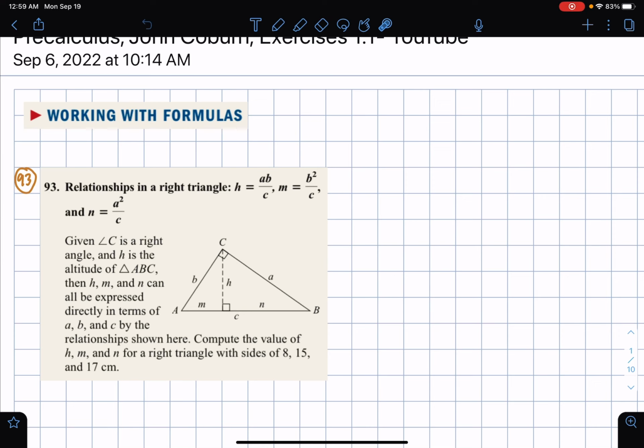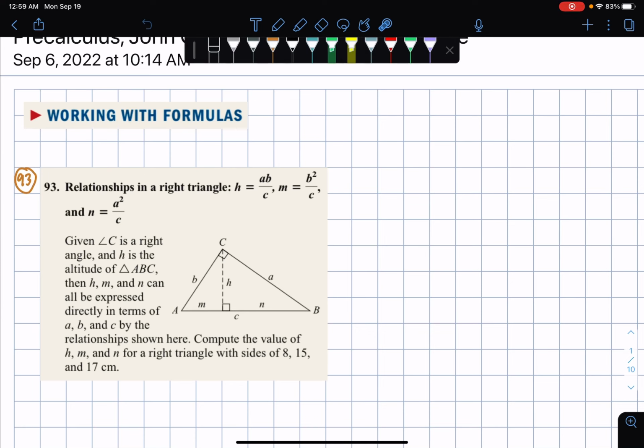Given angle C is the right angle and H is the altitude of triangle ABC, then H, M, and N can all be expressed directly in terms of A, B, and C by the relationships shown here. Compute the value of H, M, and N for a right triangle with sides of 8, 15, and 17 centimeters. I could derive based on what's stated here that we do have A, B, and C quantities.